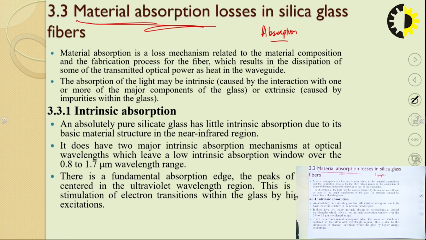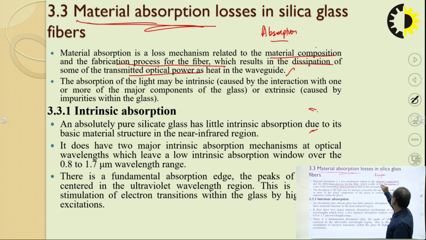Now, as we know, material absorption is the loss mechanism related to the material composition and the fabrication process used for the fiber, which results in the dissipation of some of the transmitted optical power as heat in the waveguide. Clear?